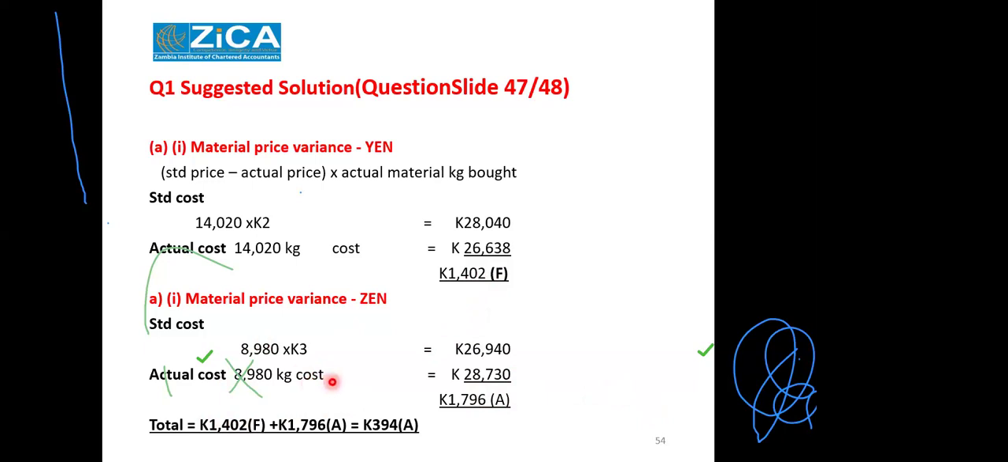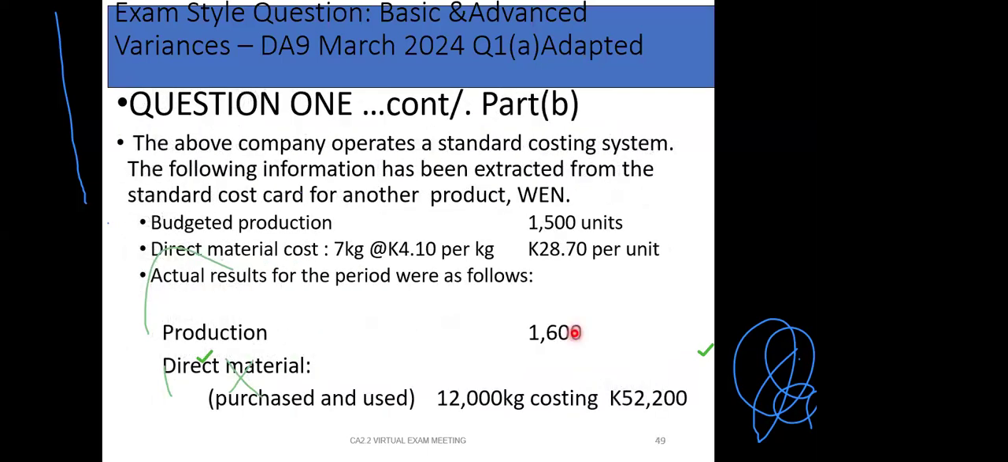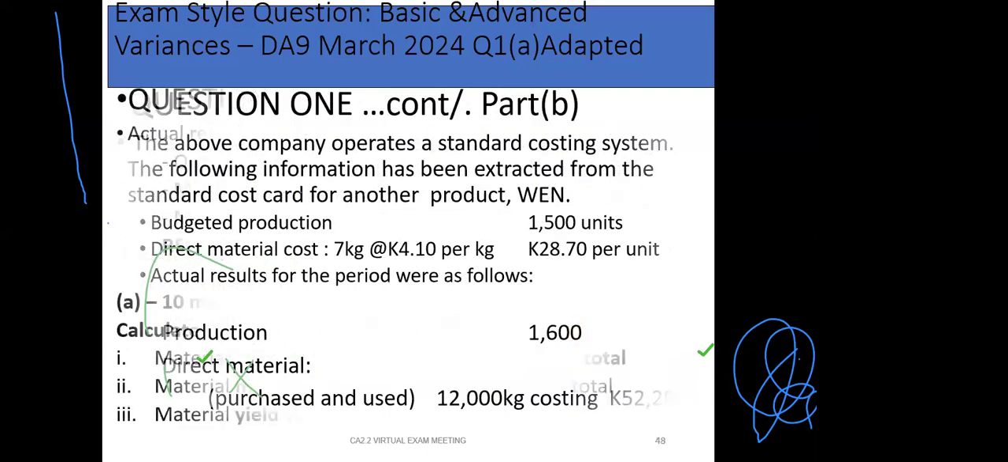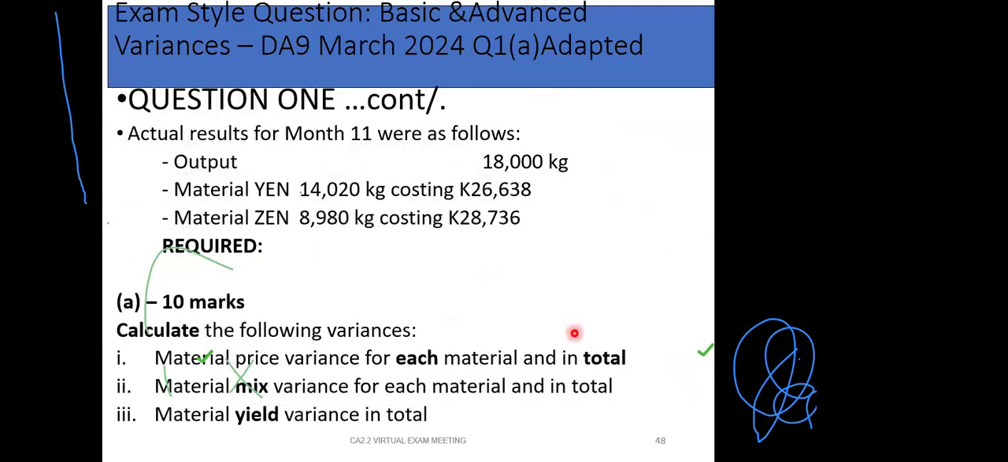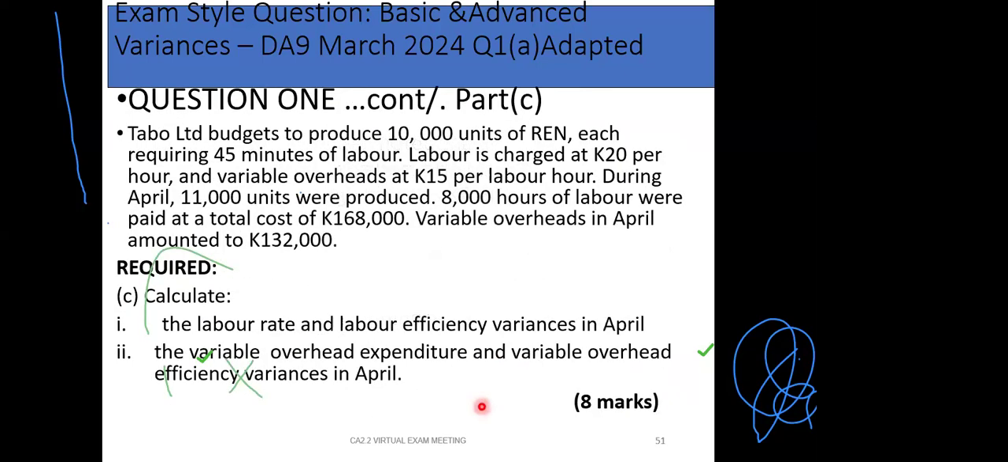Okay, that is A1, A2. And we have not yet ended the 10 marks. The 10 marks are also asking for the yield and mix. That's when you get the 10 marks. So then materials mix variance. Let me just explain from the solution viewpoint. Take you to the solution.